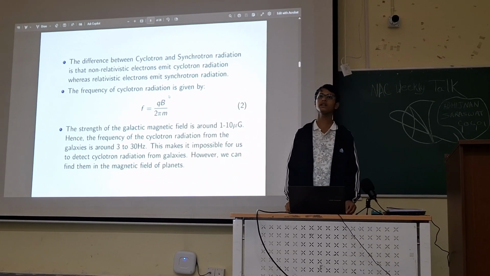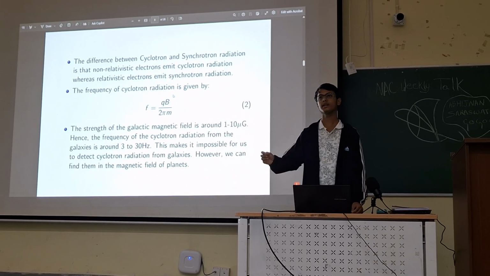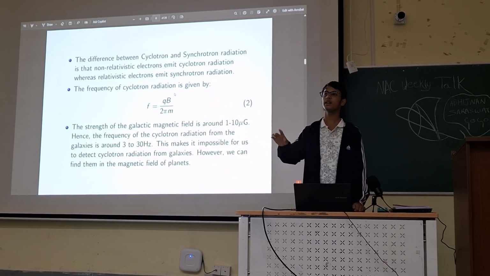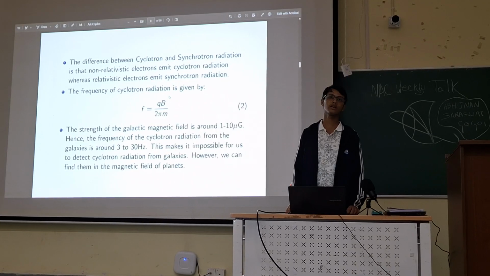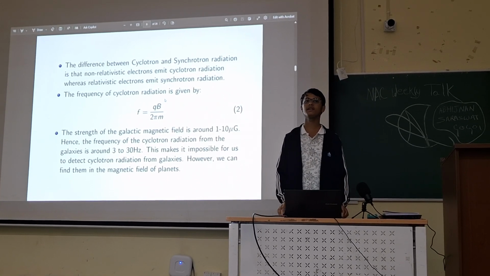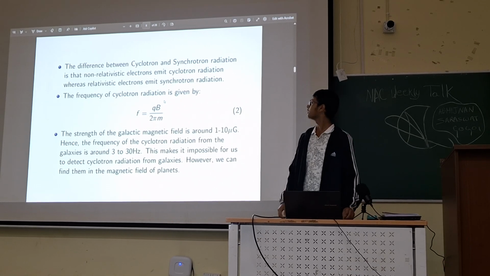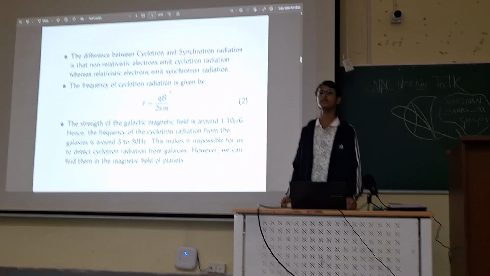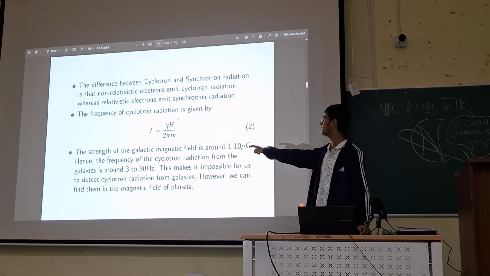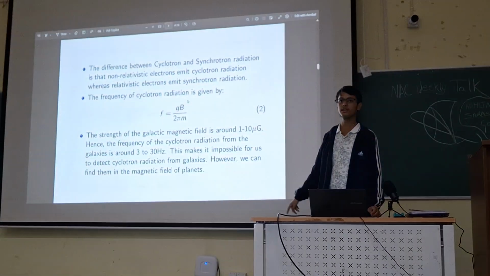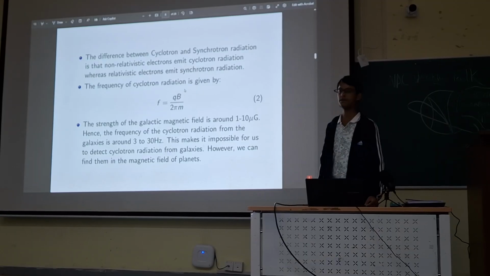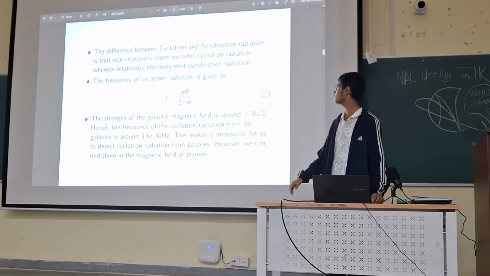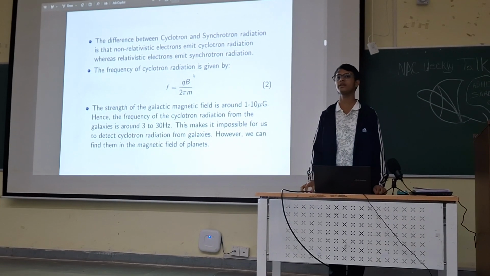Now the question is, can we observe this cyclotron radiation from galaxies? The magnetic fields present in galaxies are around 1 to 10 microgauss in strength. For comparison, the magnetic field on the surface of Earth is around 1 gauss. So it's a very, very weak magnetic field, and because of that, any cyclotron radiation emitted from these galaxies will have a very low frequency, around 3 to 10 megahertz. This makes it impossible for us to detect cyclotron radiation from galaxies, because of noise, and any observation of it would not be very reliable.